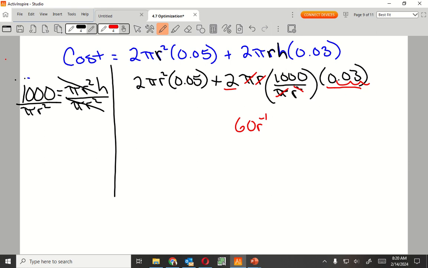Okay? And so I still have that. And now I have 2 times 0.05, which I could clean up, which is going to give me 0.10, right? So 2 nickels gives me a dime, so it's going to be 0.10 pi r squared.